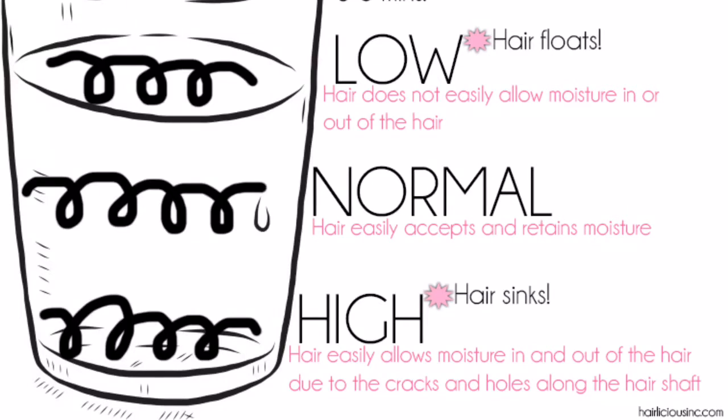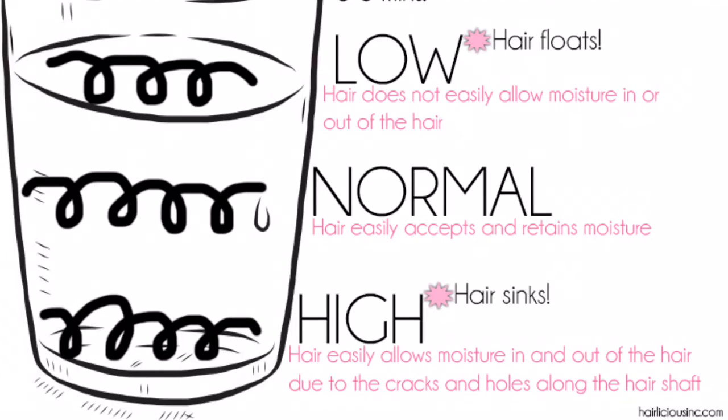If your hair floats to the middle of the glass, that means that you have medium porosity hair, which is perfect, so we're not even gonna get into it. Lastly, if your hair floats all the way to the bottom of the glass, you have high porosity hair. That means that your hair has taken in all of the moisture that it is able to take in, which causes it to float all the way to the bottom.